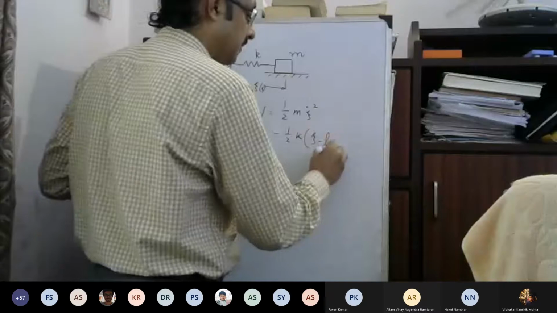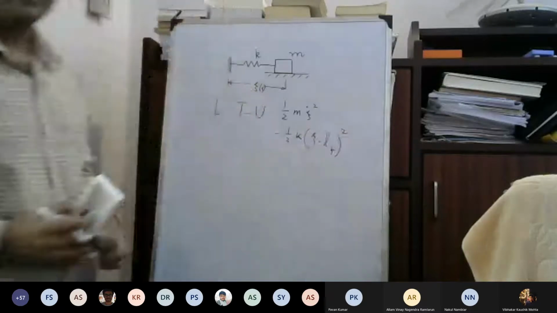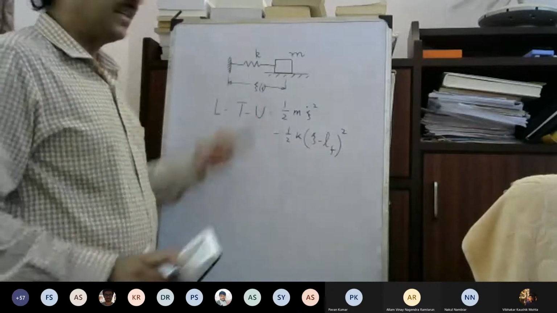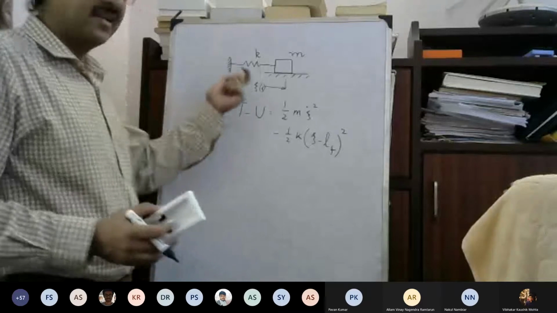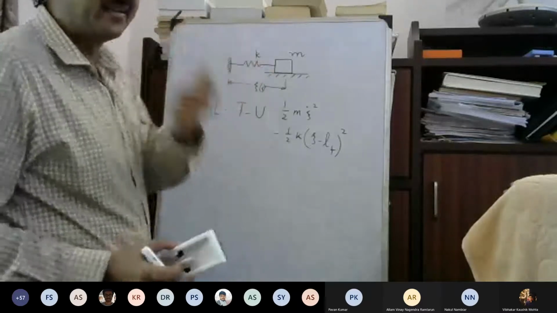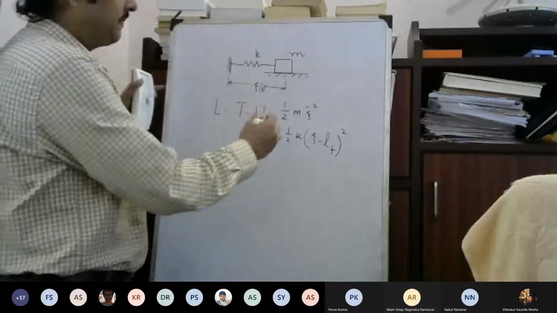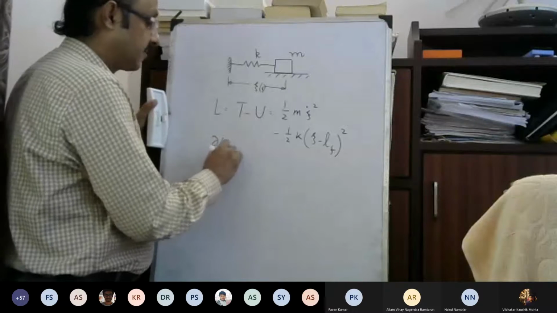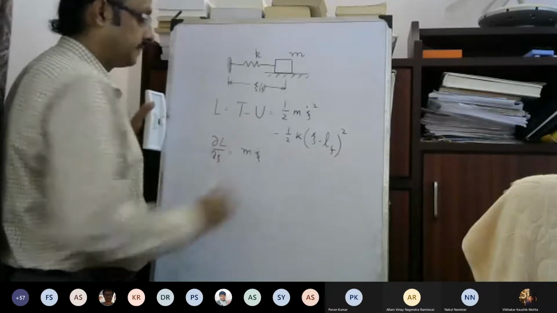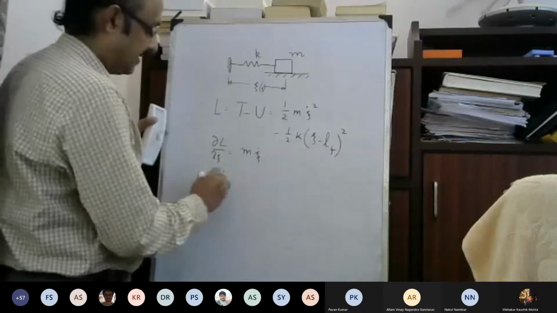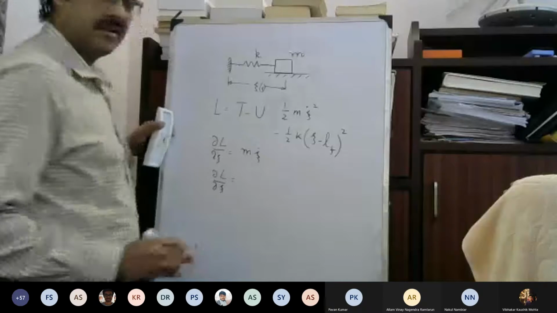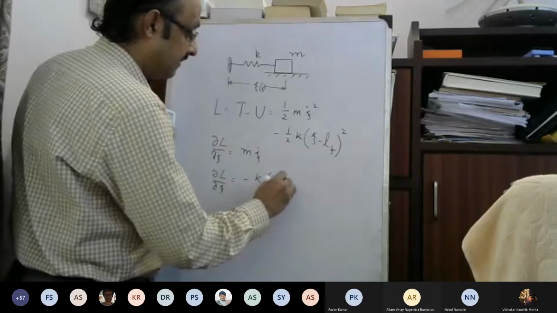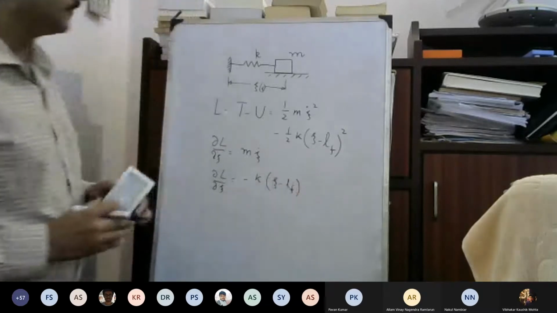So you have to be very careful in writing down the expressions. If the spring is there, don't say half k x square all the time. You understand what this x means? Otherwise it will be wrong. Now I need ∂L/∂zeta dot, which is equal to m zeta dot. And ∂L/∂zeta is equal to minus k times (zeta minus LF).